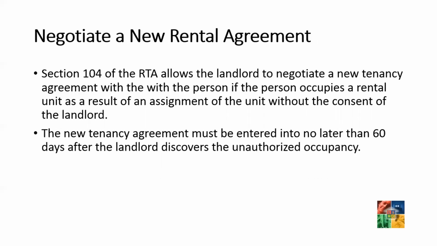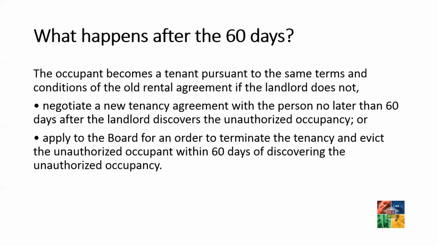If the landlord instead decides to negotiate a new rental agreement with the unauthorized occupant, this agreement must be entered into no later than 60 days after the landlord discovered the occupant in the unit. After 60 days pass, if the landlord hasn't filed the A2 or entered into a new tenancy agreement with the occupant, that occupant becomes a tenant under the same terms and conditions of the old rental agreement.